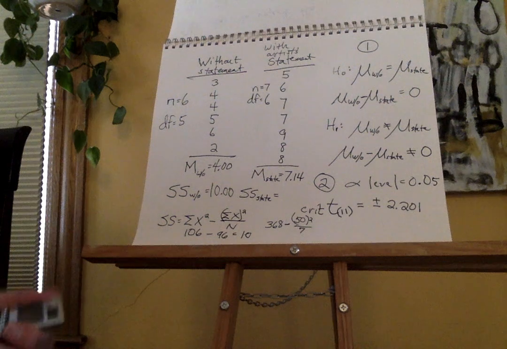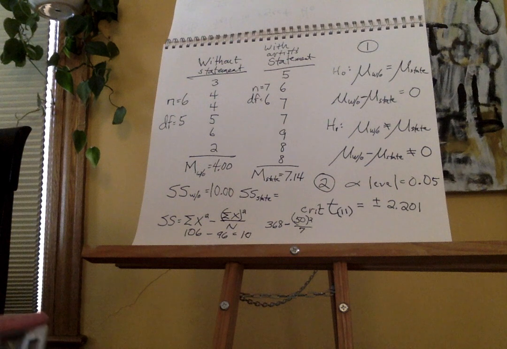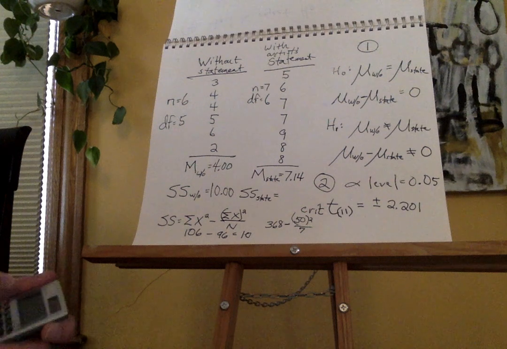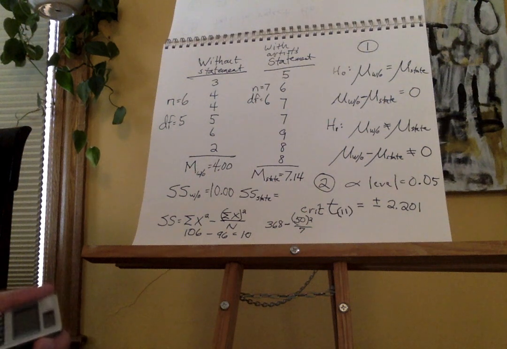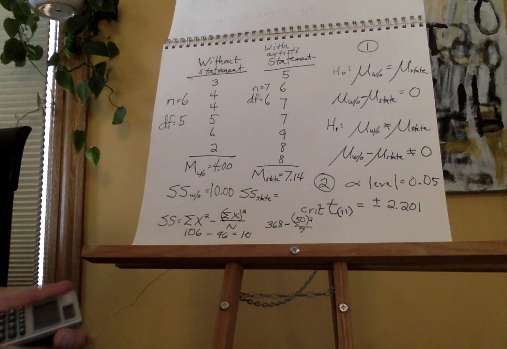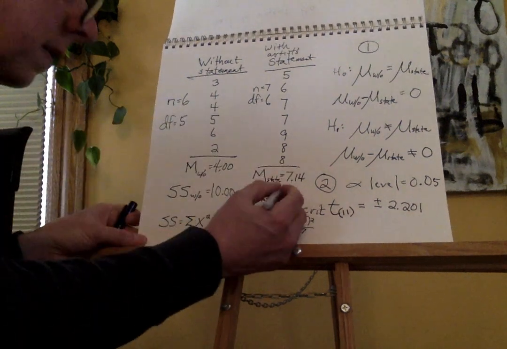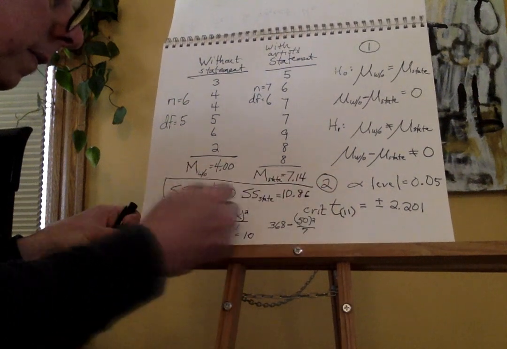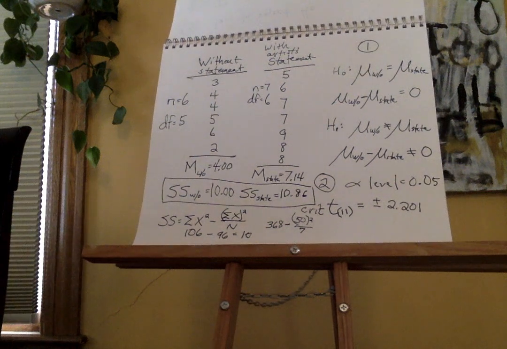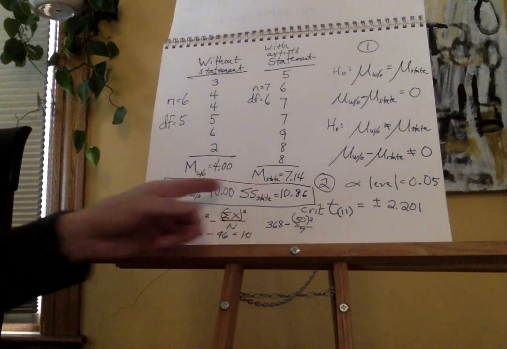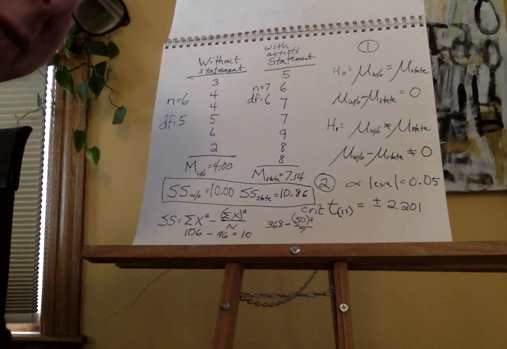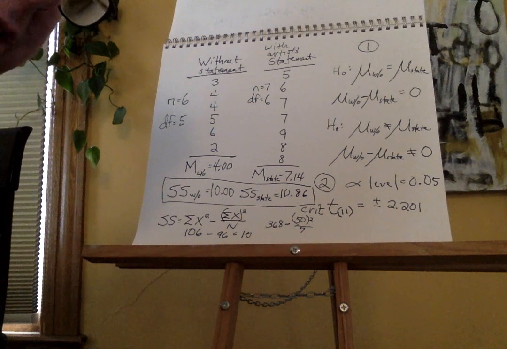Let's do this. 50 squared divided by 7, 357.14. So 368 minus 357.14 is 10.86. I'm looking at those two, and I'm wondering, they should be similar. Those are pretty similar. So my assumption of homogeneity of variance, that's H-O-M-O, homo, same.